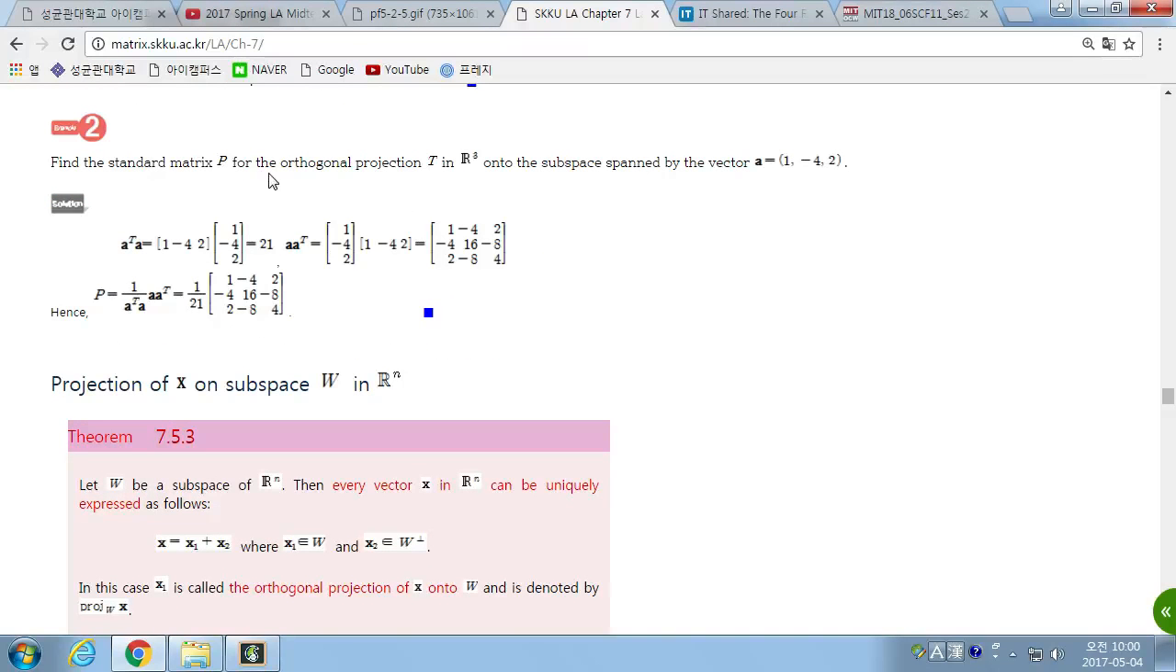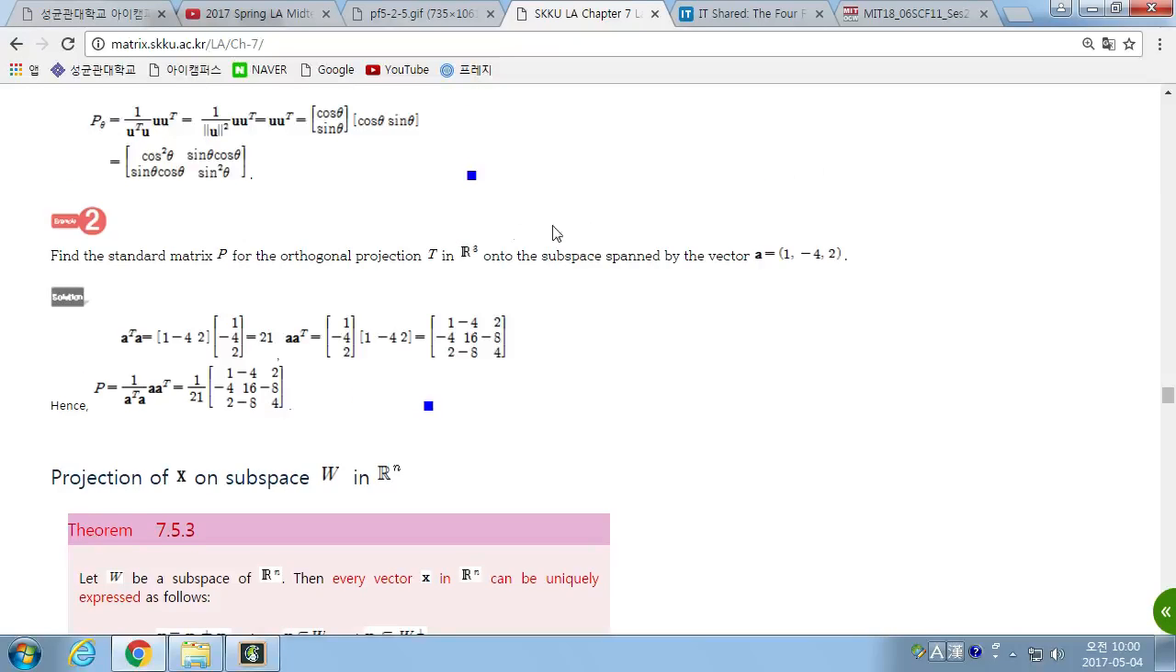Find the standard matrix P for the orthogonal projection T onto the subspace spanned by the vector (1, -4, 2). Then, from here, what is A? And what is A transpose? So this is A. A times A transpose gives us a matrix, and A transpose A gives a scalar. So P is 1 over 21 times this matrix, A times A transpose. This is the projection matrix that you find.